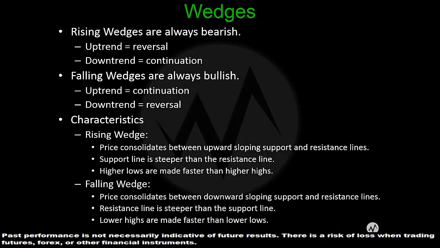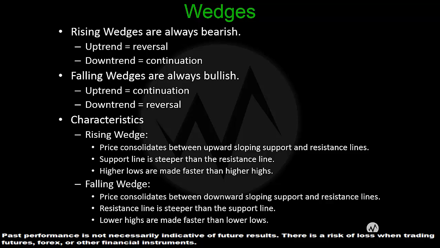And the psychology behind this is that the higher lows of what we consider an uptrend are made faster than the higher highs. So that means, sure, they're making higher lows, no problem, but the bears are doing a pretty good job of not making too many new highs. So they're really still a lot stronger than the bulls are.